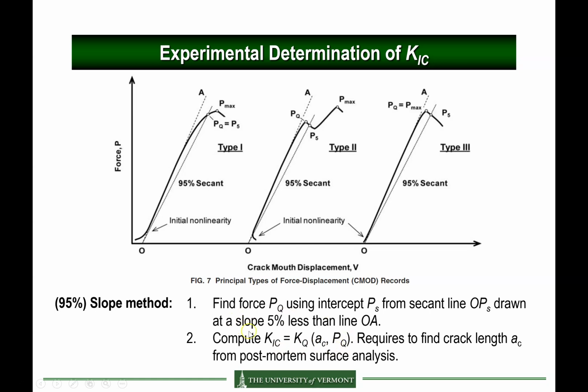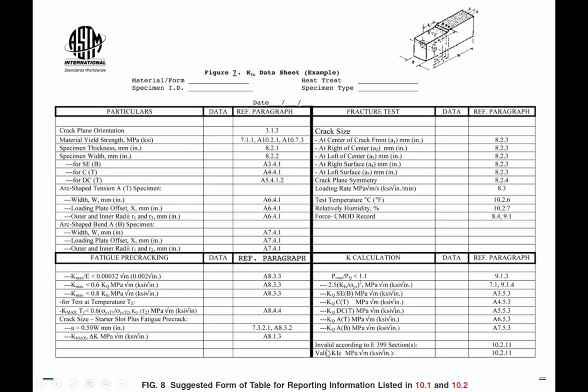So in order to compute K1C, we need to have the crack length. The standard asks you to take notes of a lot of information: the specimen dimensions, and the pre-cracking, in terms of what load and stress intensity factor have been used to do the pre-cracking, because we want to make sure we did not overload the specimen before we reach the K1C experiment. But the most important part is this top right corner. It's about the crack size.